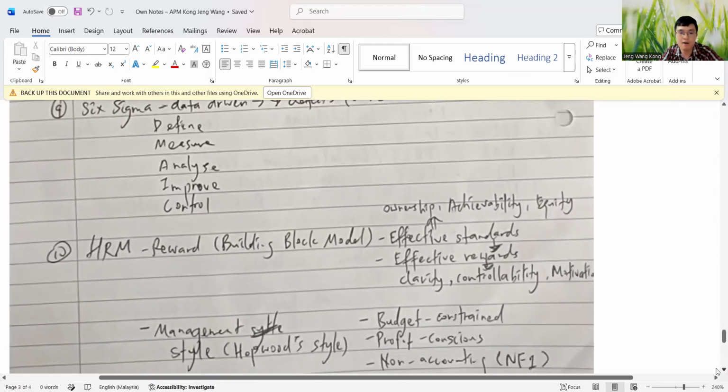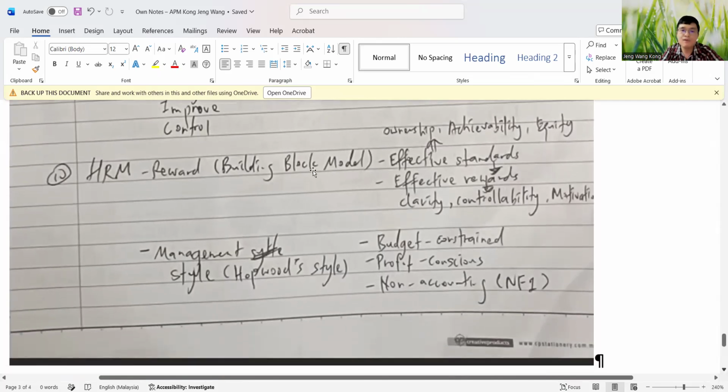Then we have HR, human resource management. For rewards, we can apply the building block model, like the one I already shared with you. We have effective standards, which are fairness, ownership, achievability, equity. And then we have effective rewards, which must have clarity, controllability, and motivation. Management style, this one is also very important. Hopwood styles: budget constrained, profit conscious, and non-accounting.